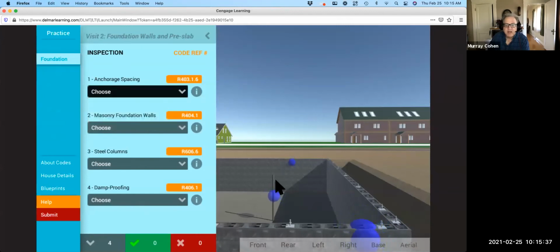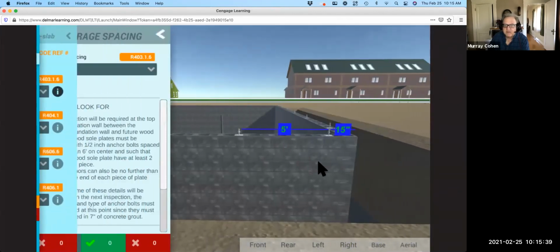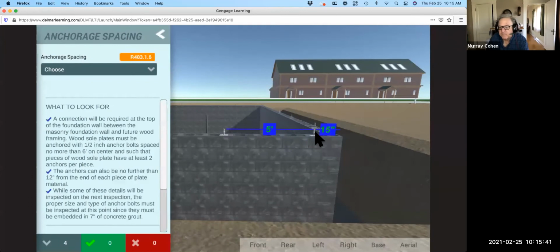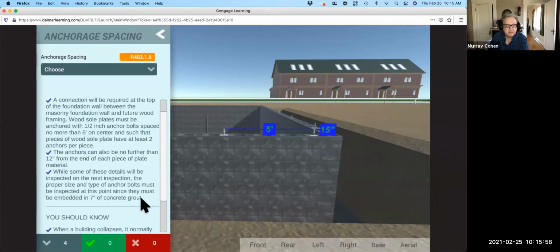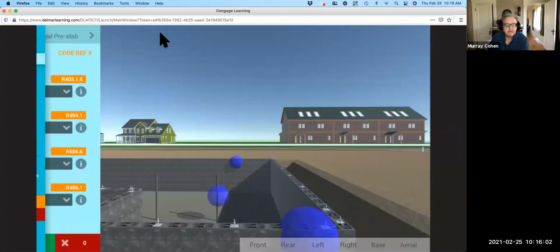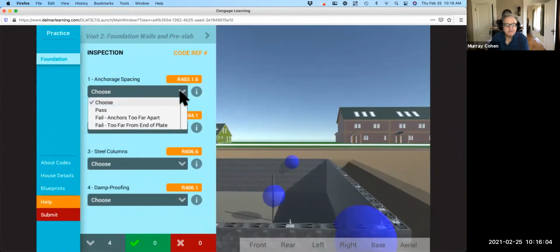The one thing I'm not sure of on this is the 15 inches from the corner. I don't know what the code says about that. Oh, look at this: the anchors can be no further than 12 inches from the end of each piece of plate. Is that what we're talking about? Okay, so it looks to me like that doesn't pass.